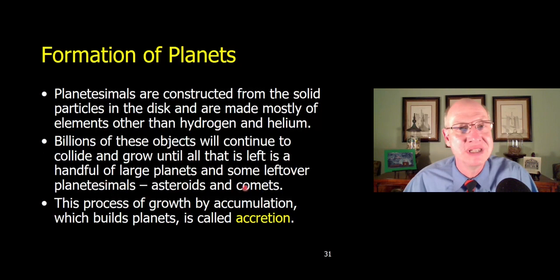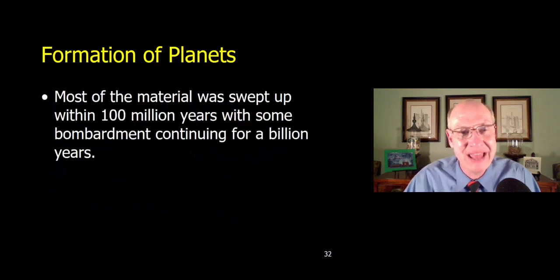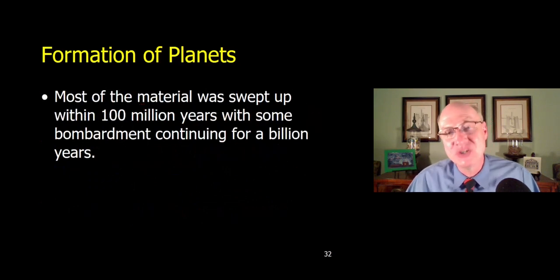Those are the asteroids and the comets that we see today. But in that first 100 million years, a lot of that material was swept up. And the evidence we have for this is looking at the ancient surface of the moon. Later on this semester, we will talk about the moon as a fossil. Because there is no atmosphere, the surface of the moon preserves the history of our solar system for billions of years. And when we look at the oldest parts of the surface of the moon, we see that it is completely covered in craters.